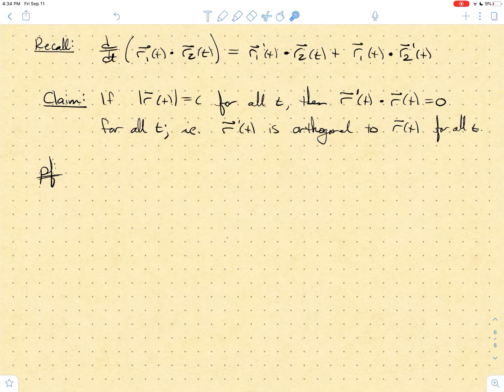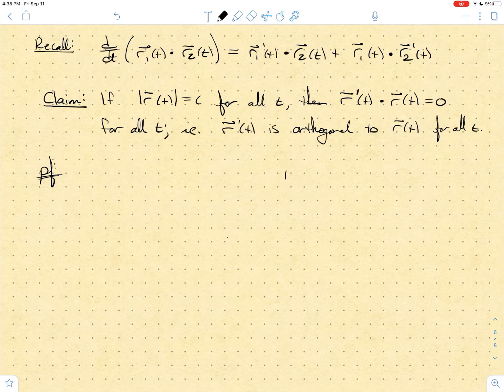And now, it's easy to think about this and get a little confused and say, wait, I thought r prime was the tangent vector. How can a tangent vector be orthogonal to the curve? That's not what we're saying, right? So let me show you a picture that might help you.